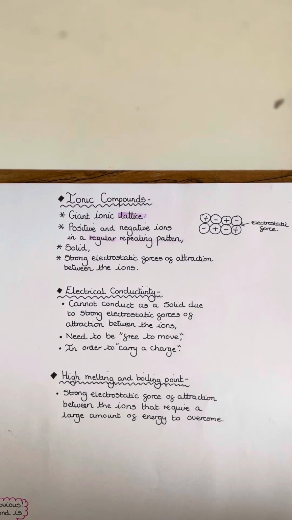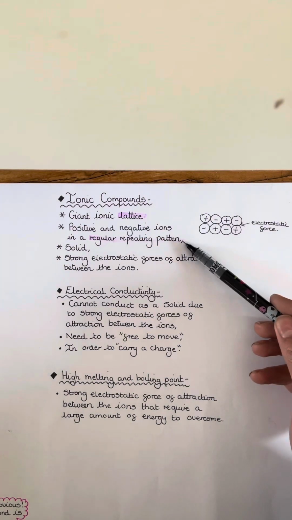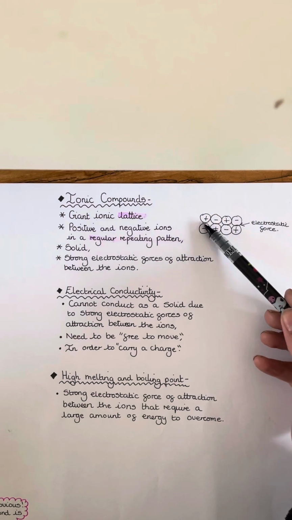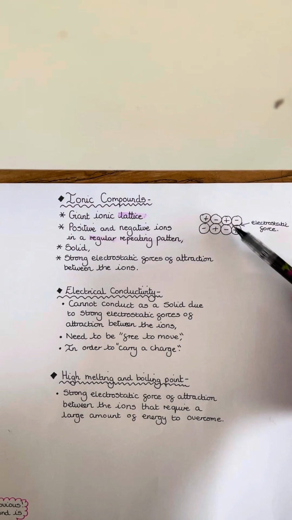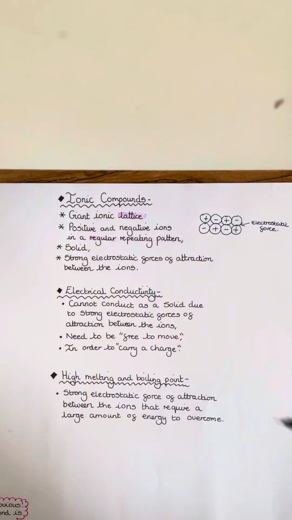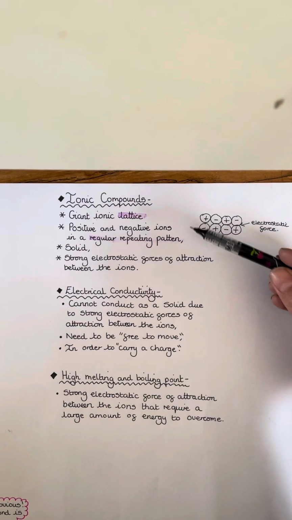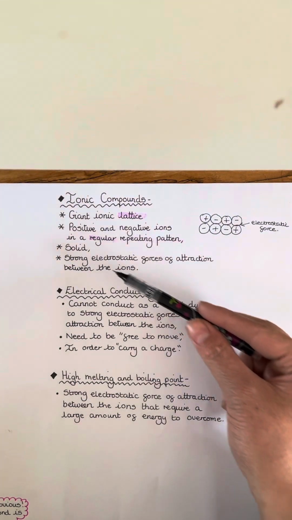Now ionic compounds form giant ionic lattices, and this is where you have a regular repeating pattern of ions within the structure. So from my diagram here you can see that we've got positive, negative, and that creates this giant ionic lattice with these strong electrostatic forces that work in all directions, which give a very, very high melting and boiling point, but also give a very, very strong structure. Now they are also solids, and they have that strong electrostatic force of attraction between the ions. So this is all your general information that you need to know about ionic compounds.